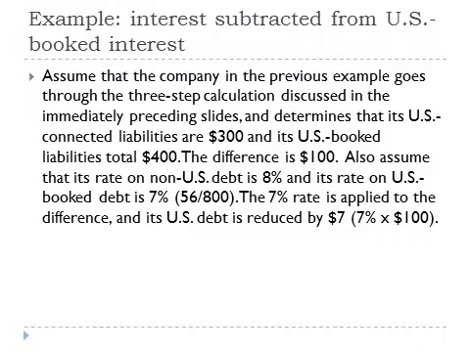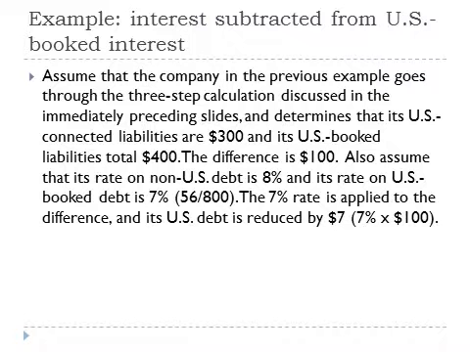Assume that a company in the previous example goes through the three-step calculation discussed in the immediately preceding slides and determines that its U.S. connected liabilities are $300 and its U.S. booked liabilities total $400. The difference is $100.